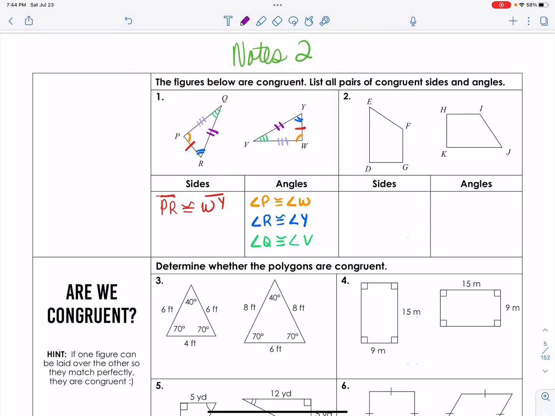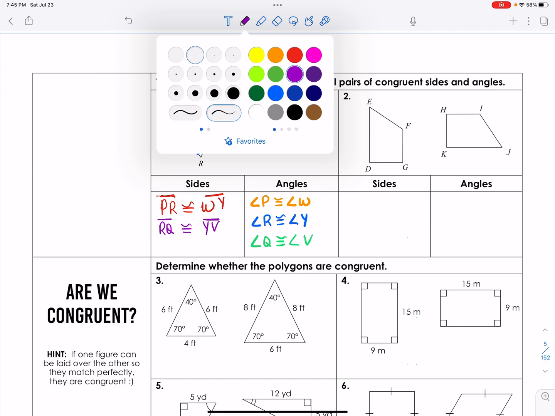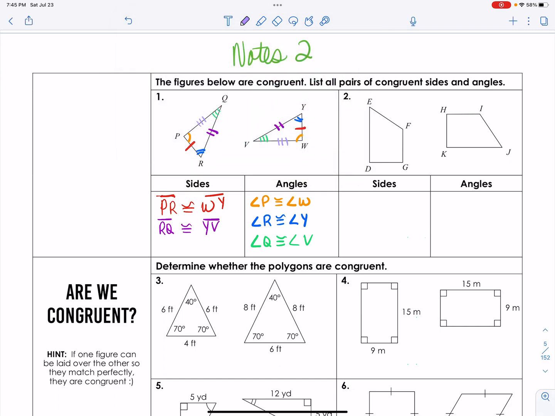Then if I do the purple and I do RQ, and I did blue-green, so blue-green would be YV. Now, if you don't have colored pencils, you could do the number of ticks on there. So if I do my last side, it's that light purple. So if I did QP, Q has 3 and V has 3. P has 1 and W has 1. So it has to be VW. And you could write them the other way, but you have to write them that same kind of way.